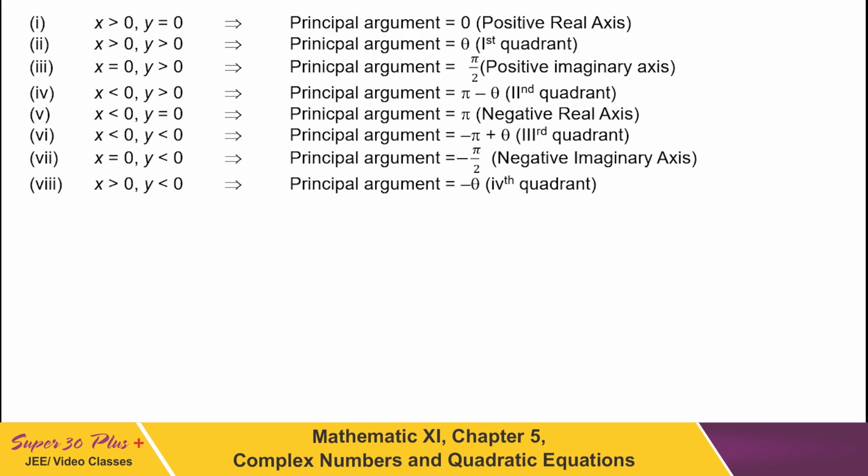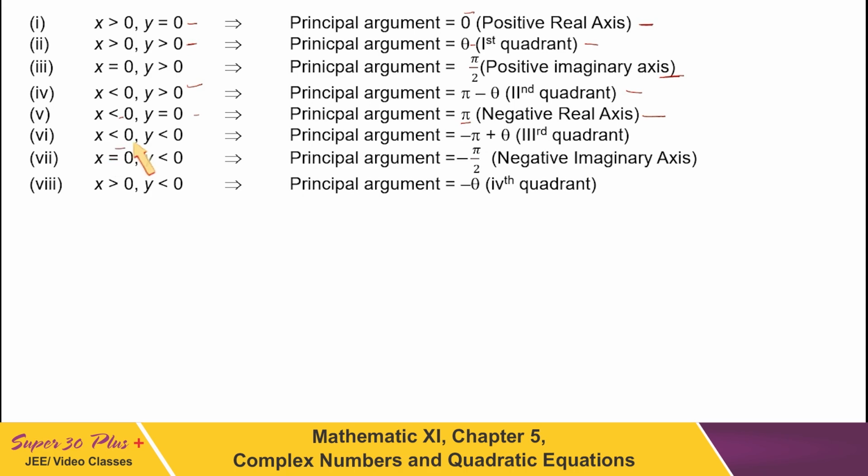We are going to see here point number 1. If x is positive and y = 0, means point lies on the real axis, then principal argument is 0. If x is positive, y is positive, then it is the first quadrant. Let principal argument be theta. If x = 0 and y > 0, means positive imaginary axis, then principal argument is π/2. If x < 0, y > 0, this is the second quadrant, principal argument is π - theta. If x < 0, y = 0, it is the negative real axis, principal argument is π.